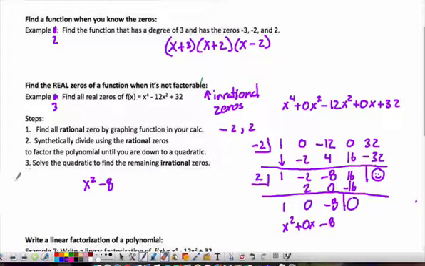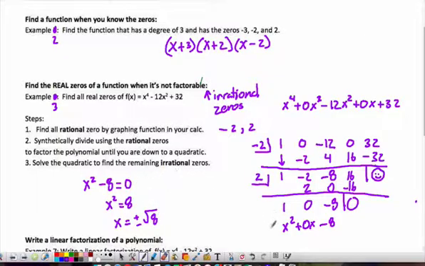Now, sometimes that's going to be using the quadratic formula. Sometimes it's going to be completing the square. Sometimes it's just going to be extracting the square roots. It just depends on which method you want to use. So in this case, I'm just going to set this equal to 0 and extract the square root. So I'm going to add 8 to both sides. And I take the square root and I have x equals plus or minus the square root of 8.